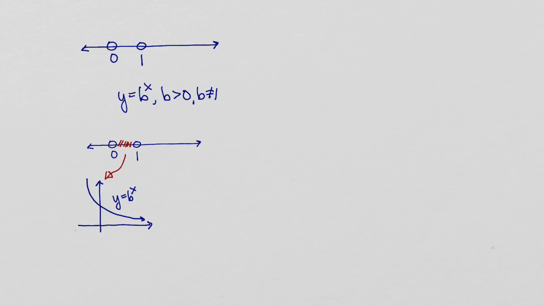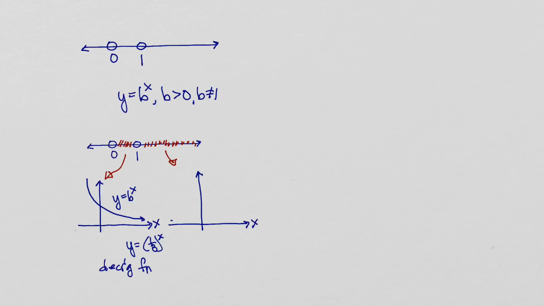Here's an example: y equals 1/3 to the x. So this is a decreasing function, and it's always decreasing. Now, if we pick a base that's bigger than 1, like instead of 1/3, suppose we pick 3, we'll get a graph that looks like this.